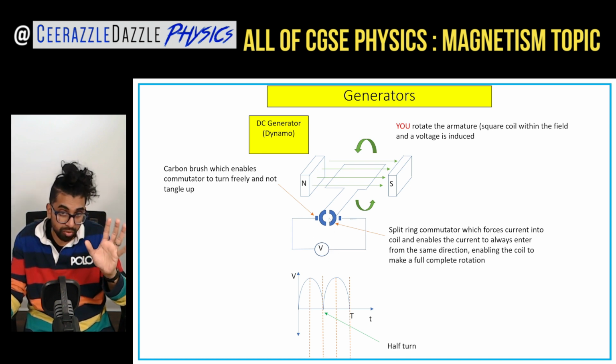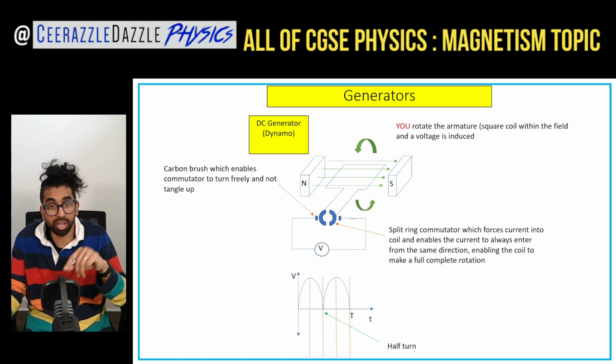And don't forget, because we've got the split ring commutators, it only produces DC voltage. So therefore, every half turn, when this rotates halfway, we get to this point. Rotating it one full rotation, we get to this point over here.